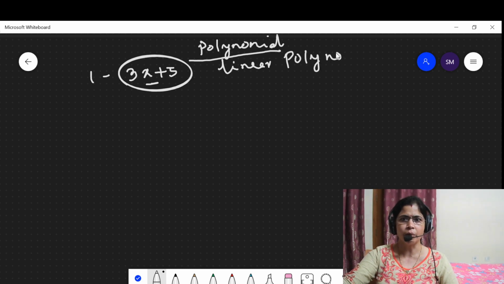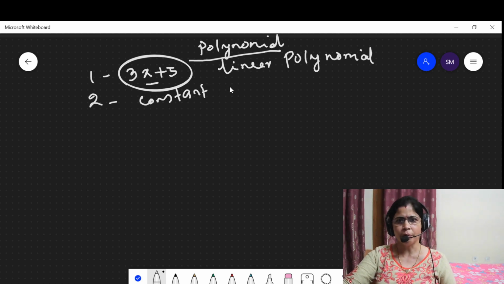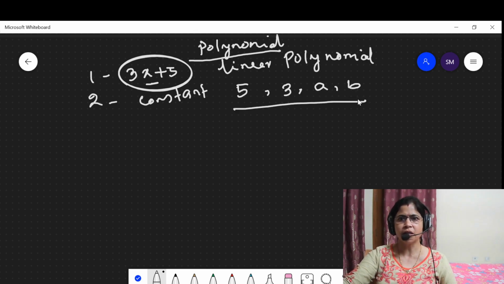Then a zero polynomial, or constant polynomial, means the polynomial in which the degree of the variable is 0. Suppose 5, 3, a, b, all these are constant polynomials. Here the variable is of degree 0. This means 5 plus x to the power 0.